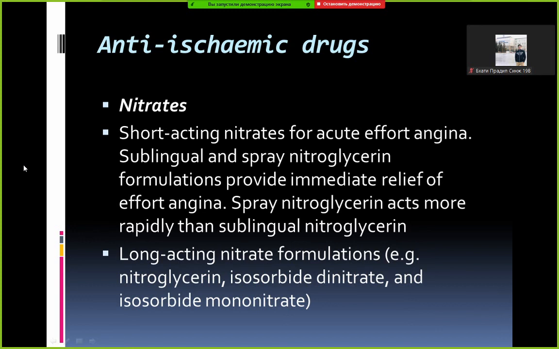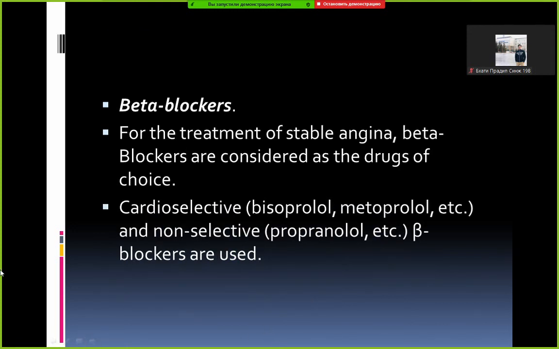So we may use anti-ischemic drugs, and anti-ischemic drugs include, for the first, nitrates. They are divided into two groups: short-acting nitrates for acute effort angina and long-acting nitrate formulations for long-term treatment. The next group are beta blockers for the treatment of stable angina, and beta blockers are considered as the drug of choice for the treatment of stable angina.